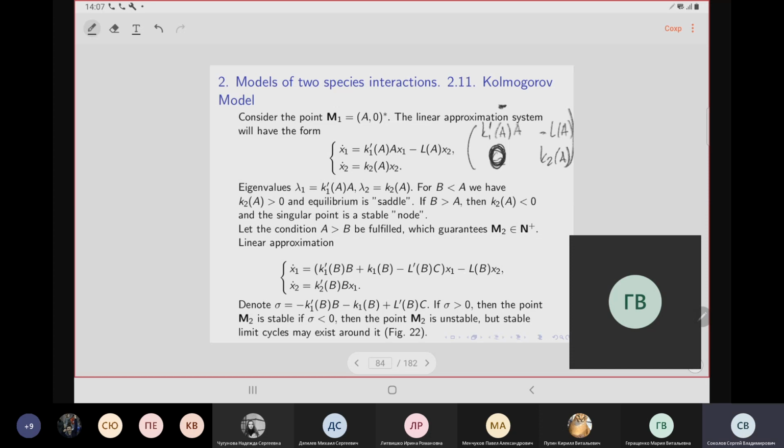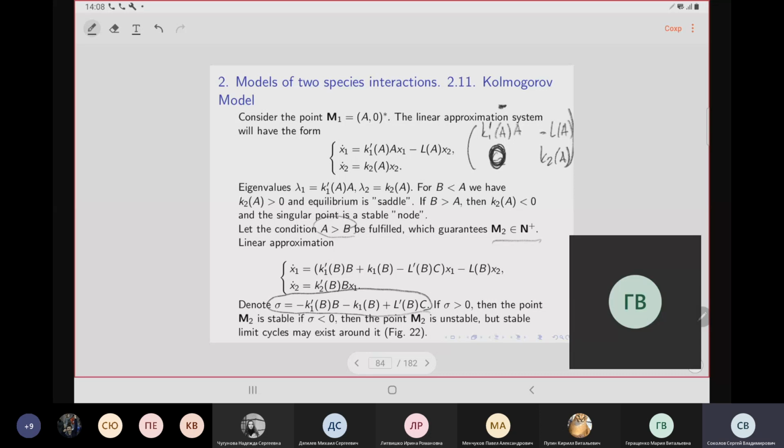And finally, if the condition A greater than B is fulfilled, then the point M2 exists in our N plus, and the linear approximation gives us a bit more complicated equation. When we consider the eigenvalue problem, we can conclude that, so we denote sigma as this quantity: negative K1 prime of B, B minus K1 of B plus L prime of B multiplied by C.